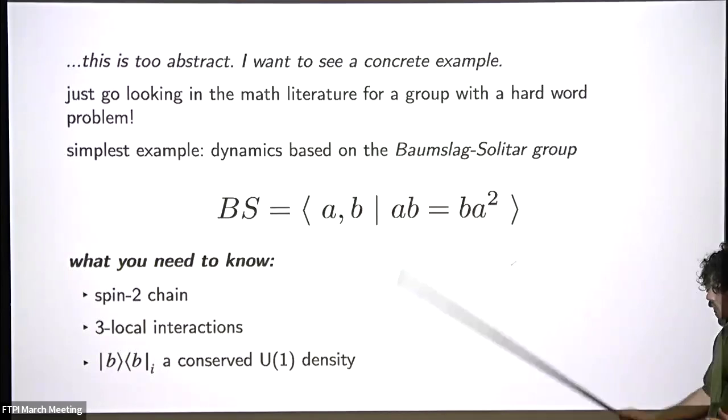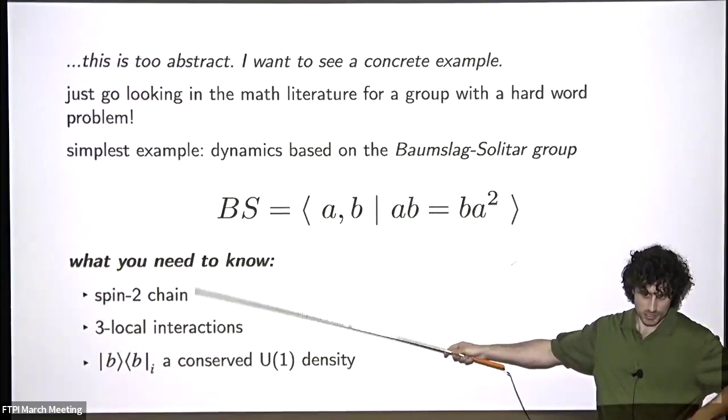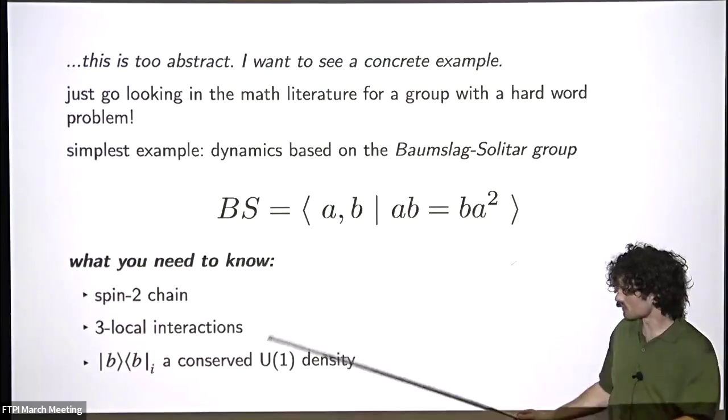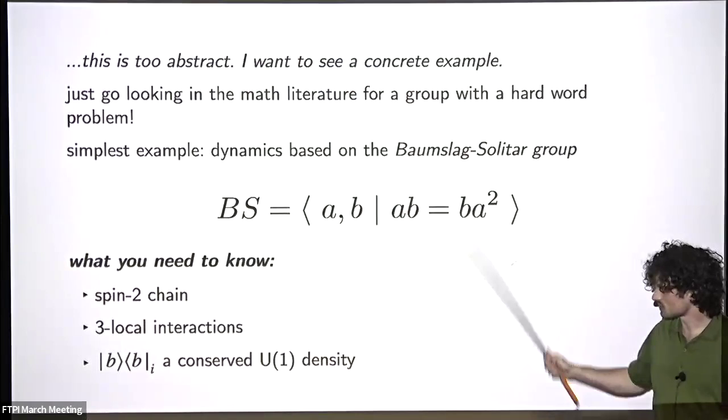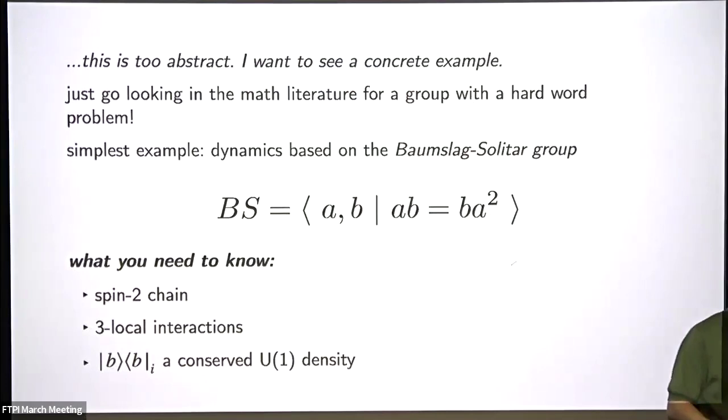What you need to know for the purposes of the next three slides is that this gives you a spin-2 chain, so not unreasonably large Hilbert space dimension. The dynamics that you would derive from this is 3-local, which is also non-offensive. And there's a conserved quantity, which is the number of these B generators. Okay, so it has a U(1) conserved quantity, and it's a reasonable model of dynamics. But it has a very hard word problem.